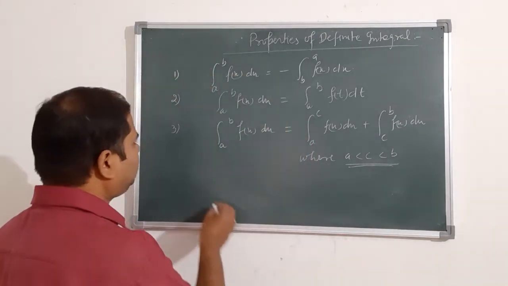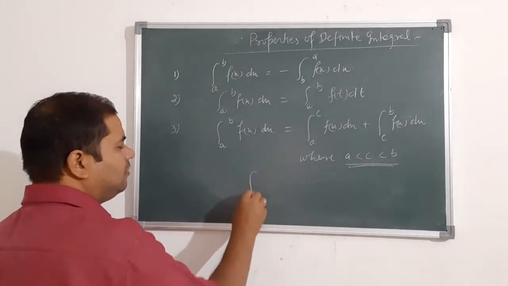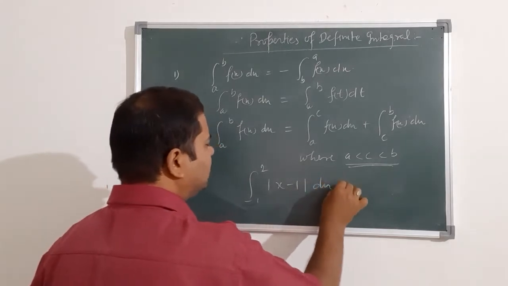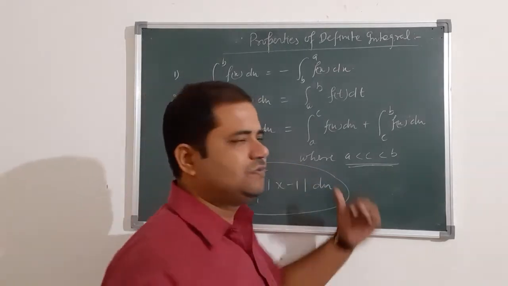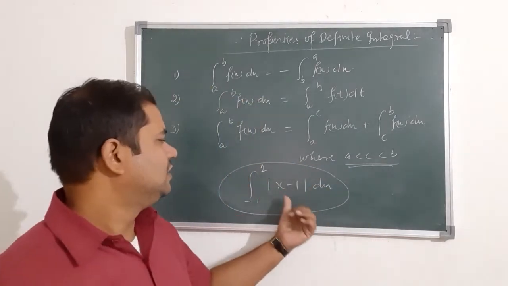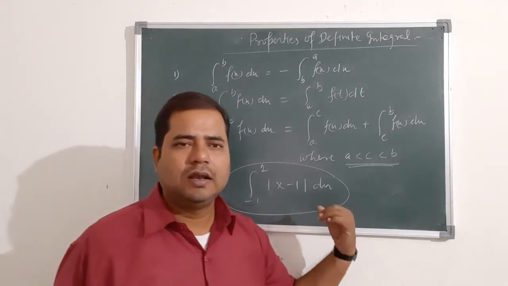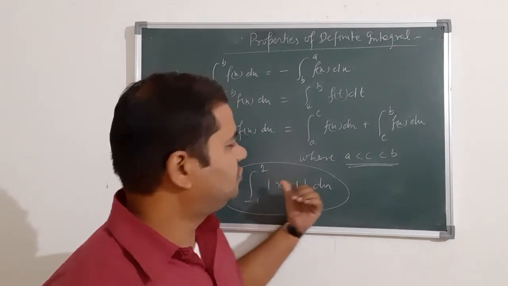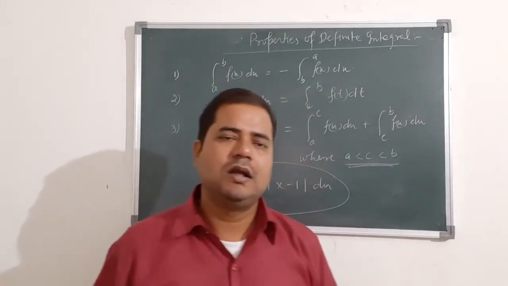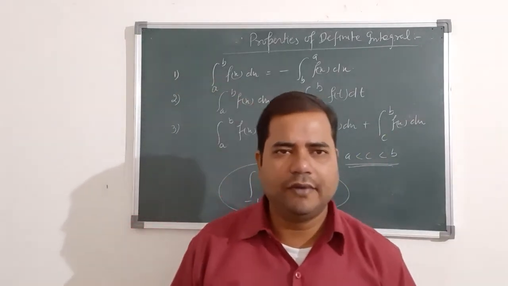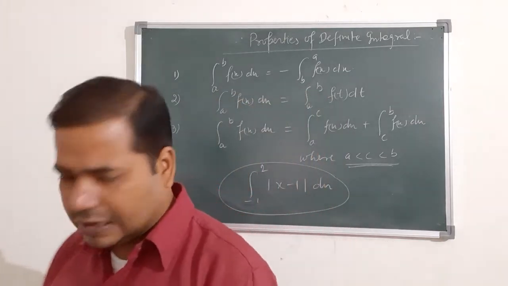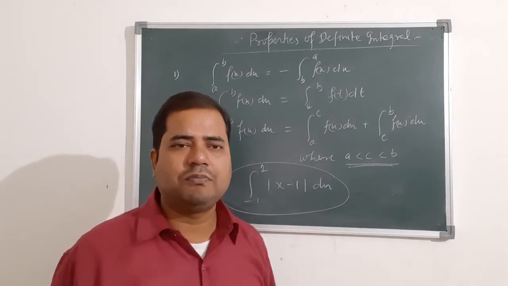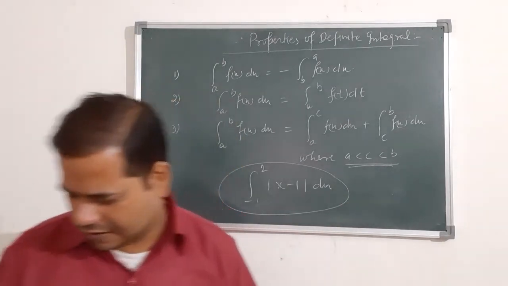Suppose we are given a question: integral from minus 1 to 2 of mod of x minus 1 dx. For that particular question, this is very important because we can spread out the limit minus 1 to 2 into different limits, and then we solve it. Okay. Now let us move on from the properties; I will discuss some questions of mod. So see the next one.